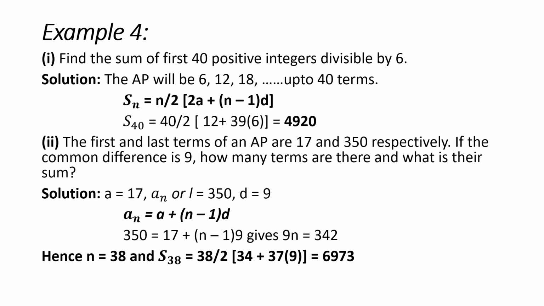The formula is An is equal to a plus n minus 1 into d. L, or the last term, is the nth term, so An is 350, which is equal to 17 plus n minus 1 into difference 9. Solving this, we get the value of n as 38. So the sum of the 38 terms would be 38 by 2, 34 plus 37 into 9, which is 6973. So we have found out that there are 38 terms and the sum of the 38 terms is 6973.